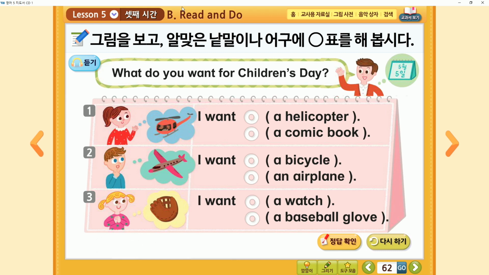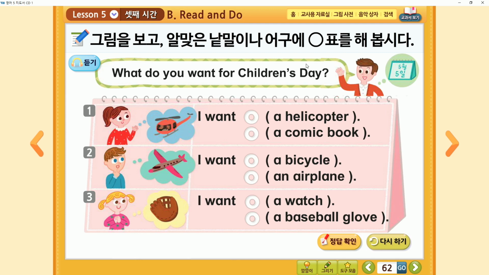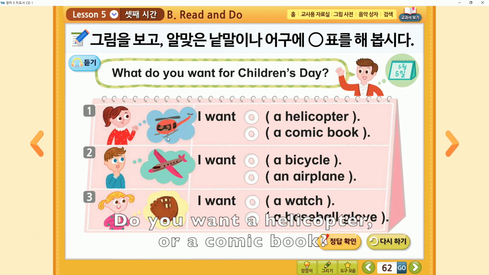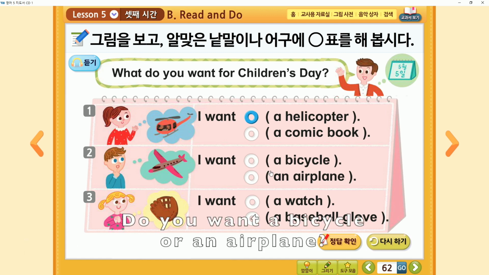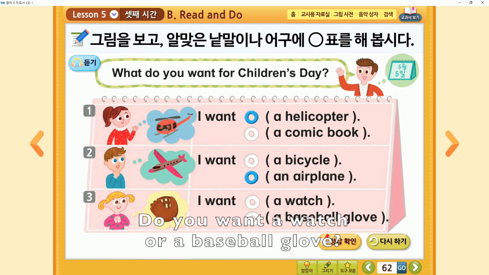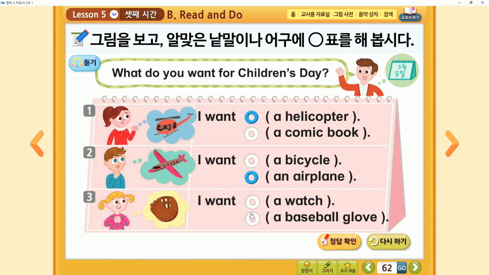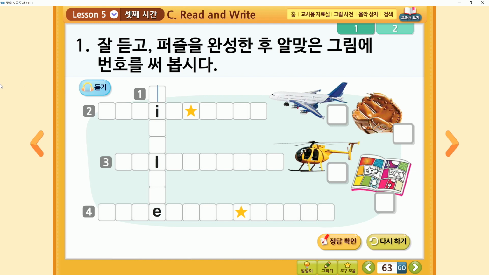Let's check. First, read the questions together. What do you want for Children's Day? And number one. Do you want a helicopter or a comic book? Yes, I want a helicopter. And number two. Do you want a bicycle or an airplane? Yes, I want an airplane. Number three. Do you want a watch or a baseball glove? Yes, I want a baseball glove. Let's check. Good job.